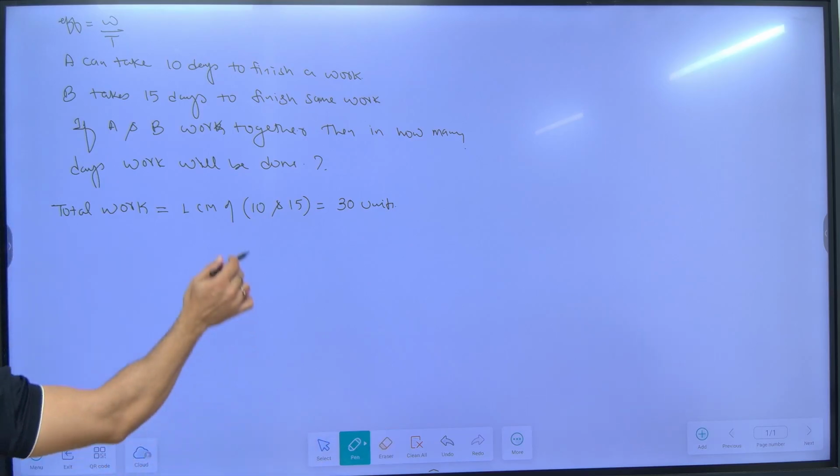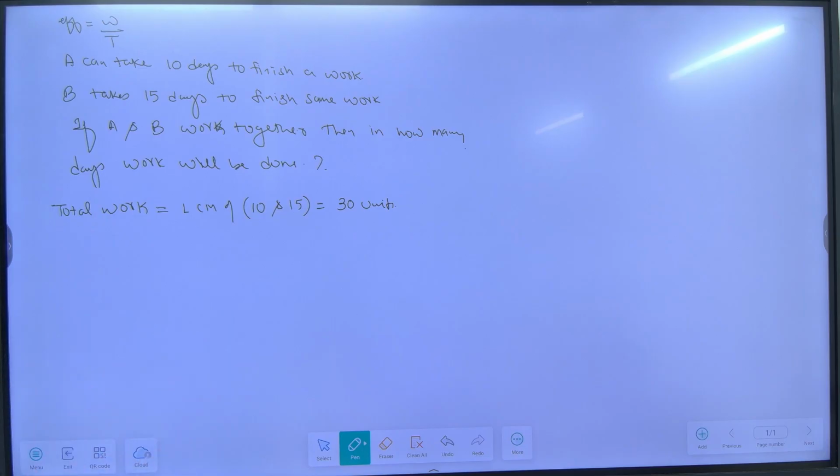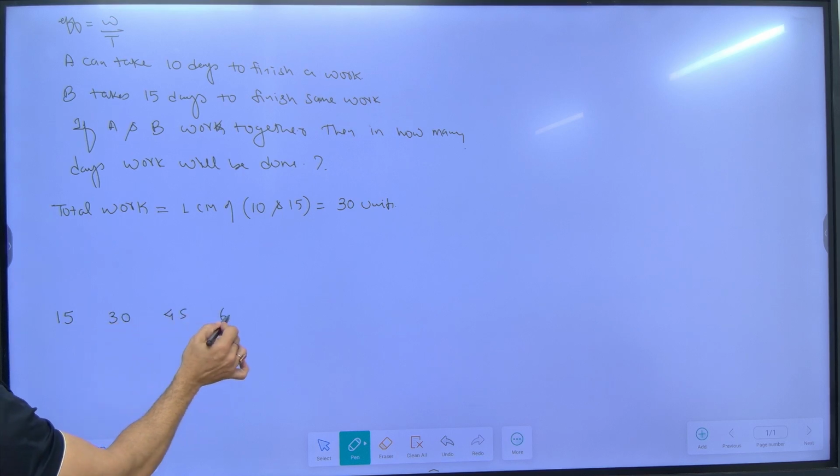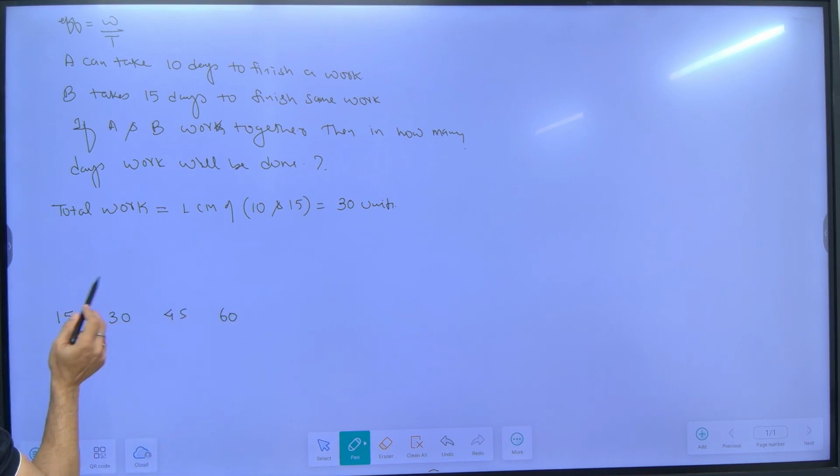Another way: among these two, the bigger number is 15. Write down a few multiples of 15: 15, 30, 45, 60. And check with the second number. Is 15 divisible by 10? No. So 15 cannot be LCM. Is 30 divisible by 10? Yes, so this is their LCM. Any multiple of this will not be taken as LCM. LCM means lowest common multiple.